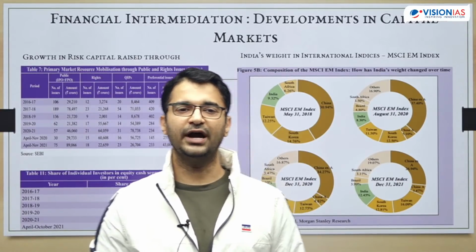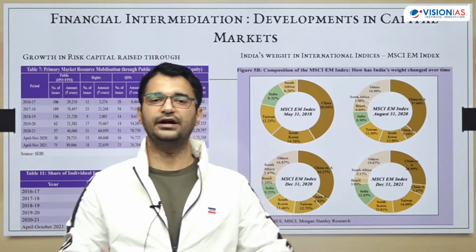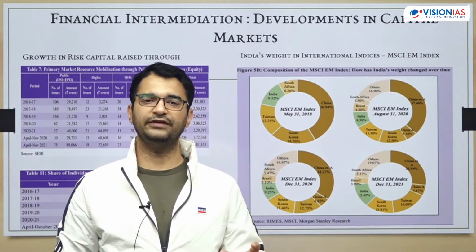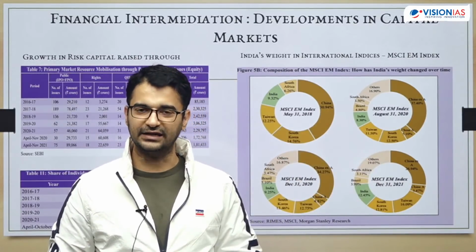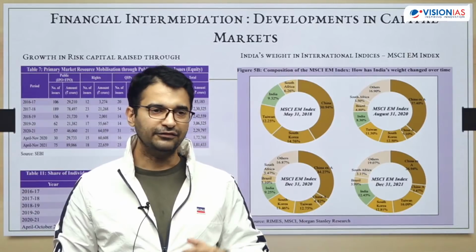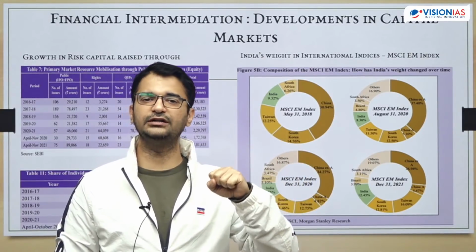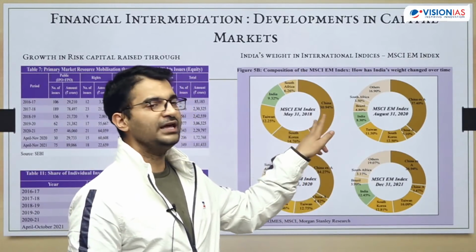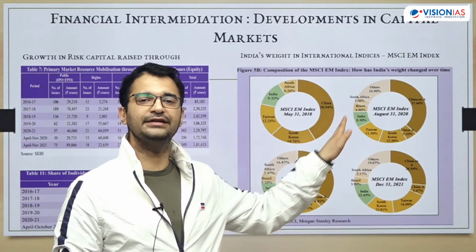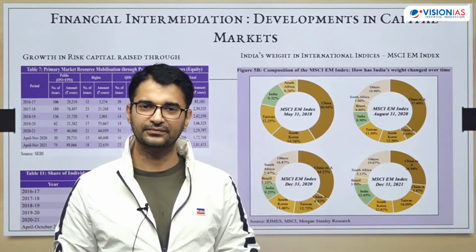Morgan Stanley has developed an index called the Emerging Market Index, in which they try to assign weights to different countries, and according to the weights they develop a particular index. If some Japanese investor wants to invest in emerging markets, what he will simply do is invest in Morgan Stanley's Emerging Market Index.